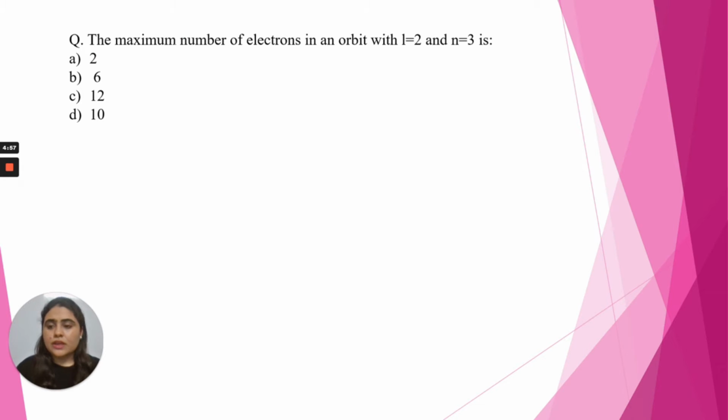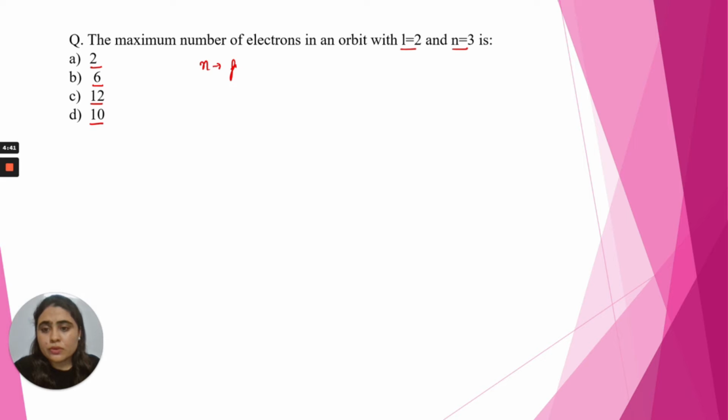Hi everyone. The maximum number of electrons in an orbit with L equal to 2 and N equal to 3 is: option A is 2, option B is 6, option C is 12, option D is 10. Let us first understand what L and N are.